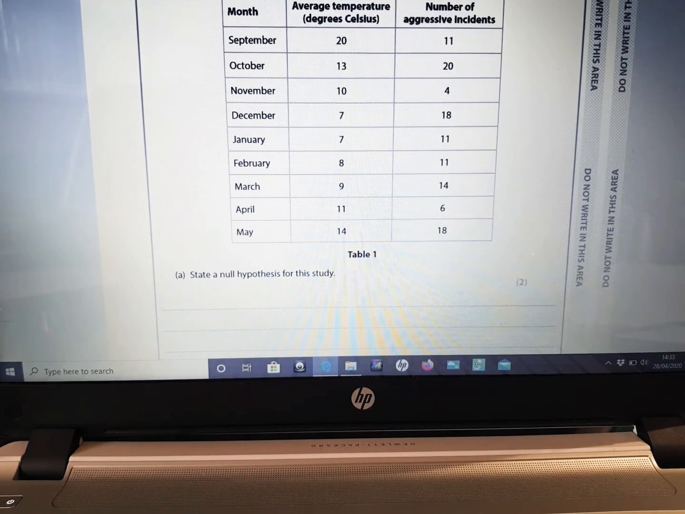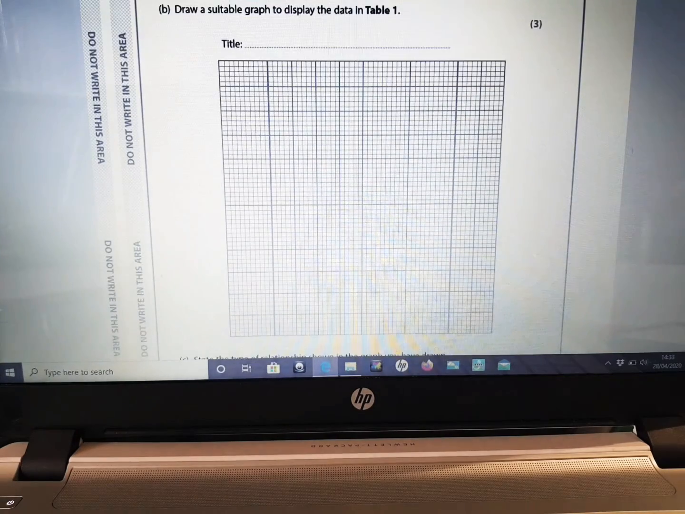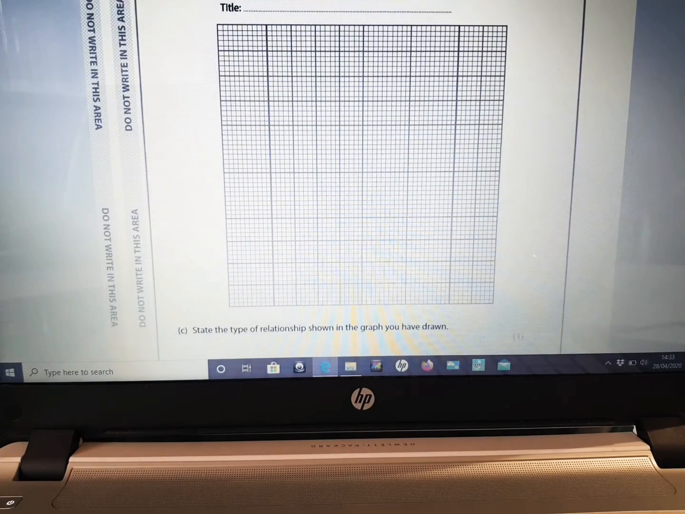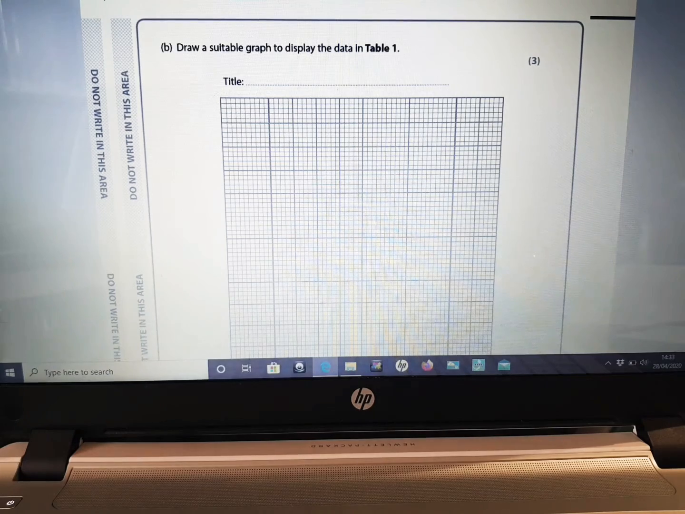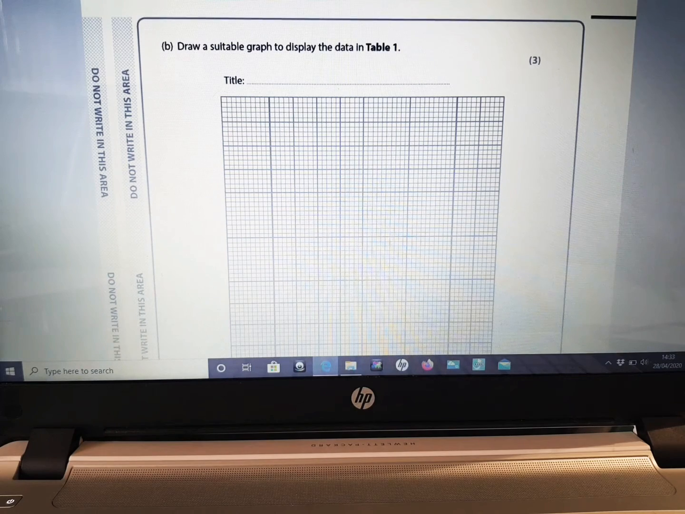Okay, so a scatter graph is obviously a graph which can show a correlation. Now the question here is for 3 marks. So 3 marks will be firstly a correct title, secondly labeling both the x and the y axes correctly, and thirdly for actually plotting the points on the graph correctly. So 3 marks there for drawing a suitable graph.